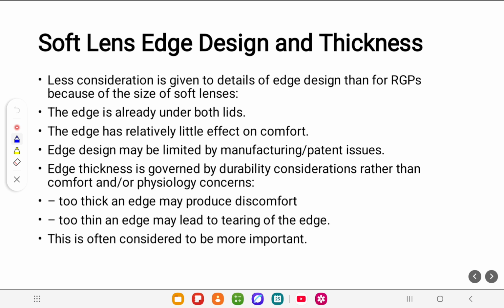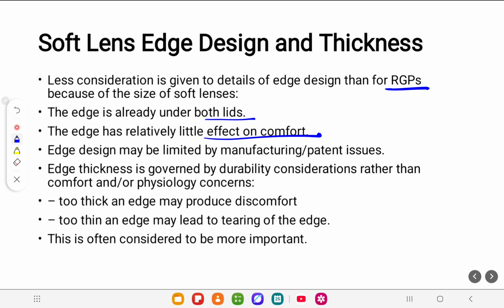Less consideration is given in detail to the edge design than in RGP because of the size of the lens. Basically, in RGP, lens edge design is more important than in soft contact lenses, because a soft contact lens is large, and basically the larger the lens, the lesser the chances it will interact with the upper lid. Yes, the edge is already under both lids. That's what I am talking about in soft contact lenses. The edge has relatively little effect on comfort, but RGP edge has a really important effect on comfort.